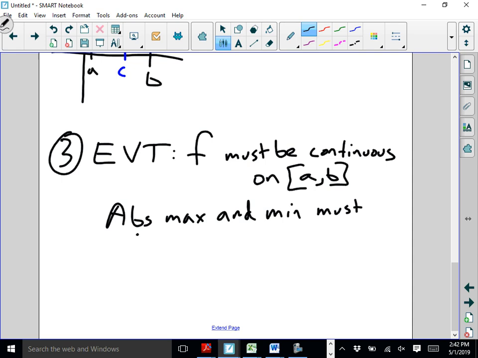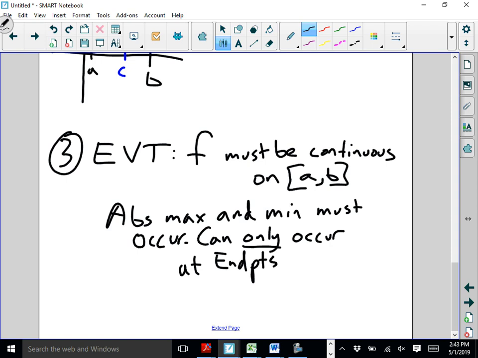So if a function is continuous on a closed interval, it has to have an absolute maximum and an absolute minimum value. They can only occur at endpoints or critical points.